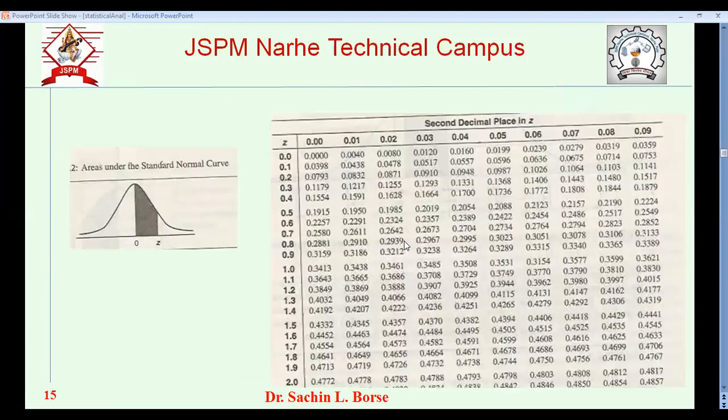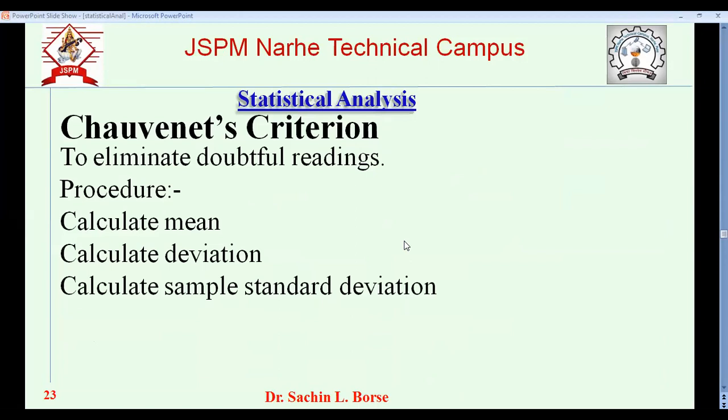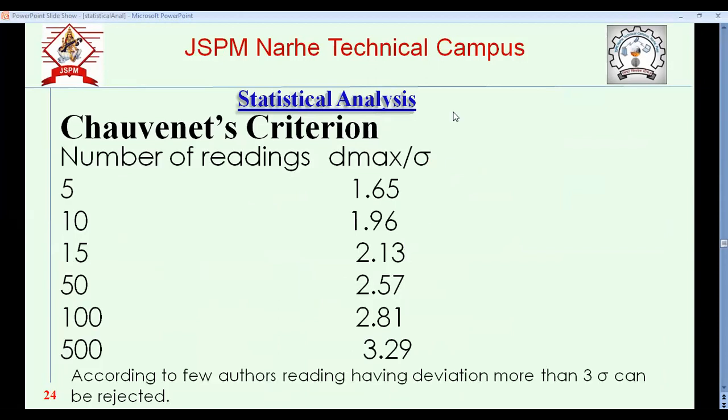Last time we saw Chauvenet's criteria. The purpose of Chauvenet's criteria is to reject the doubtful readings. You cannot just reject a reading arbitrarily, you have to reject based on statistics. This table I will share with you. I will skip some values, but I will give the full table to you. There is also a curve, from which we can read the value.